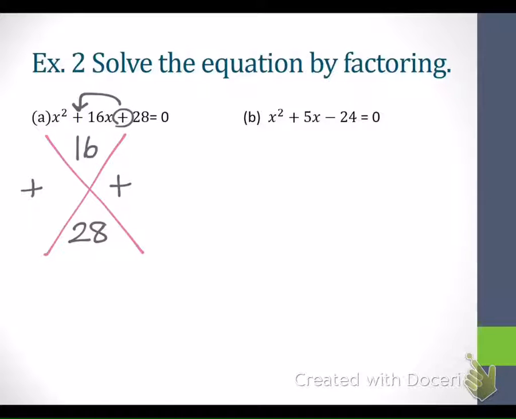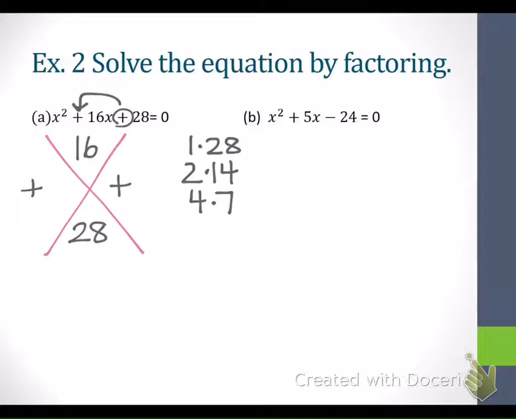Okay, factors of 28. So, of course, we're going to start with 1 times 28. 2 times anything, class? Give me 28. 2 times 14. 3 times anything? 4 times anything? 4 times 7 gives me 28. 5 times anything? 6 times anything? 7. Yeah, but 7's already up there, so I know I am finished.